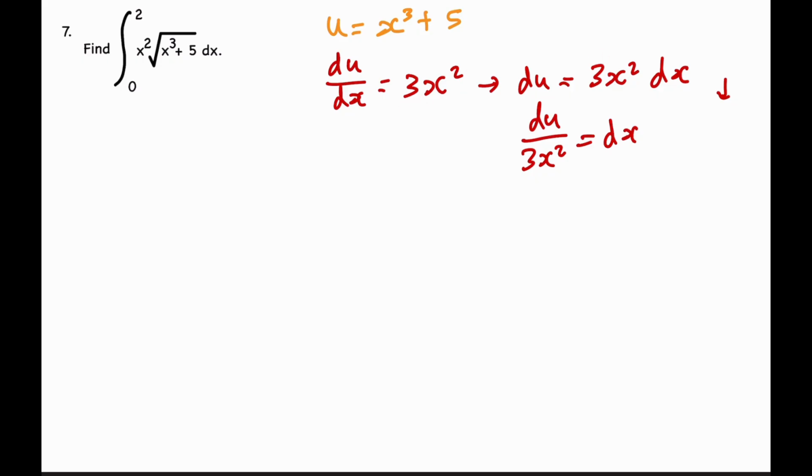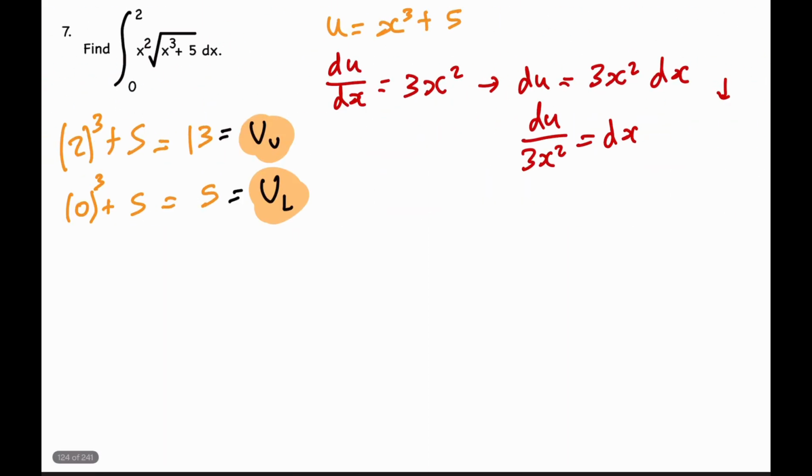And if we rearrange the equation, we get du as the subject, equal to 3x squared dx, but we want dx as the subject, so we rearrange again and divide by 3x squared, and we're going to get our dx as du over 3x squared, so we can substitute the dx into the integration here.